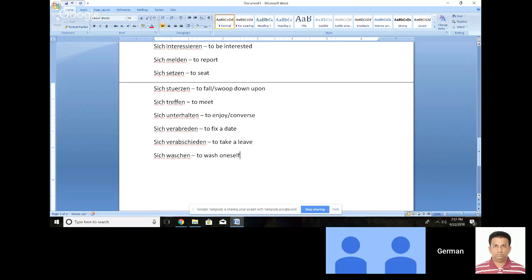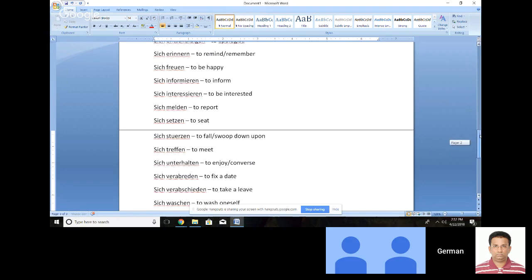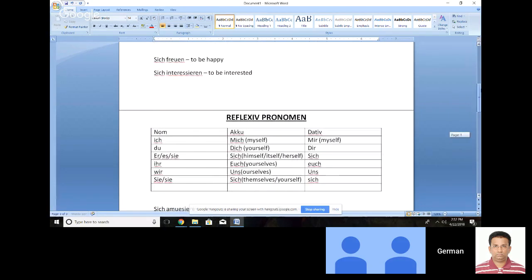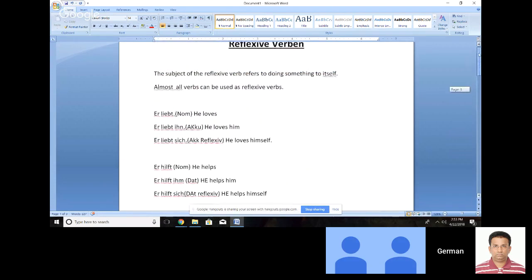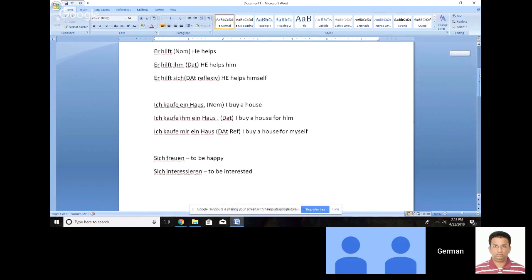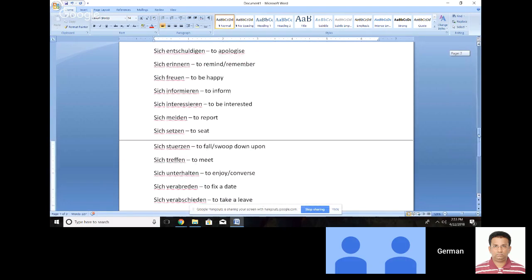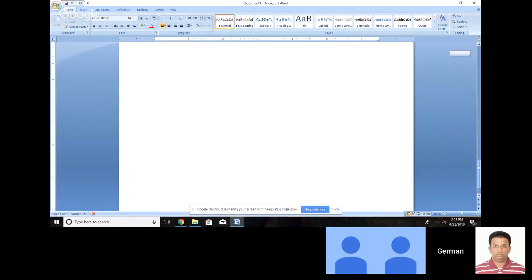Okay, so these are reflexive verben and the reflexive pronoun. The only difference between the reflexive verb and the normal verb is that the action is done on the doer itself. Clear? Let's solve an exercise now with these verbs.